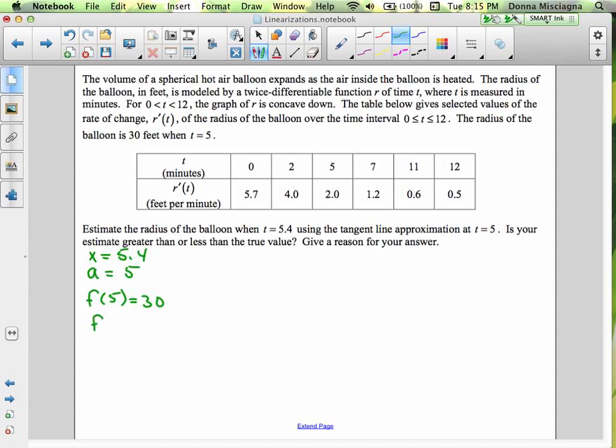How are we going to find f prime of 5? Well, again, we have values here at different times. We can use average rate of change to approximate instantaneous rate of change.